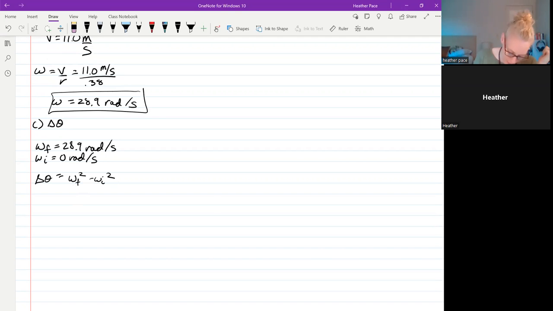Now, looking at this equation, there are two things that you can do here, and I'm going to tell you to always, always, always do this if you can. This equation is omega F squared minus omega I squared over 2 alpha. Now, you can put omega F equals 28.9 radians per second, or you can put V over R. V and R were given in the problem. Omega F we found. You don't want to put in what we found because we're squaring it, so that makes our number less exact.